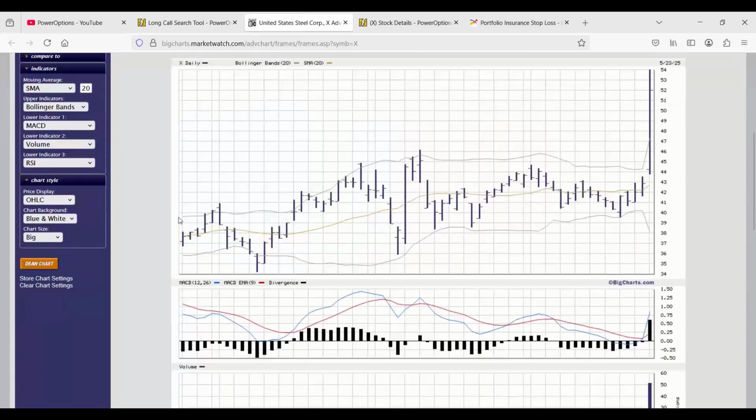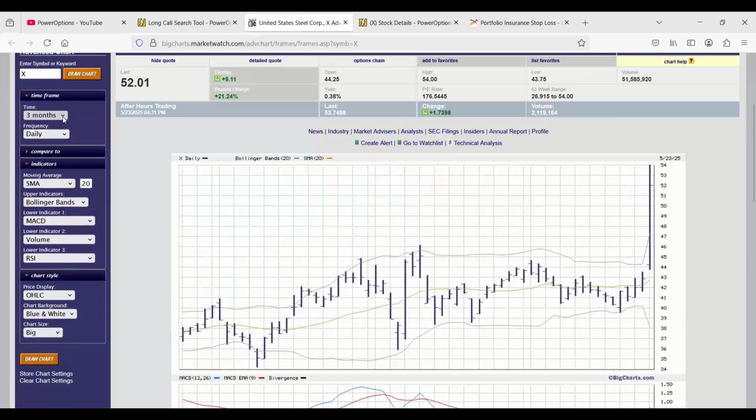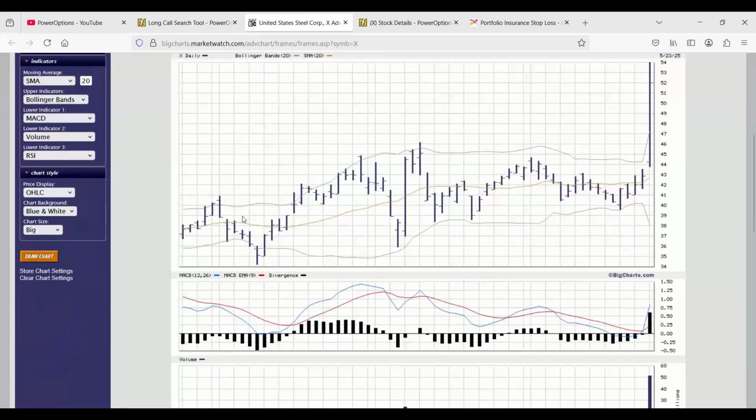Now, how I have my chart set up here is I'm looking at a 3-month chart by default. We don't run big charts, okay, but you can set the settings here and you can save them. I'm looking at a 3-month chart. I want the 20-day moving average here. That's the yellow line. Bollinger Bands on the upper indicators in the stock. This is what I was referring to. The upper Bollinger Band here and the lower Bollinger Band.